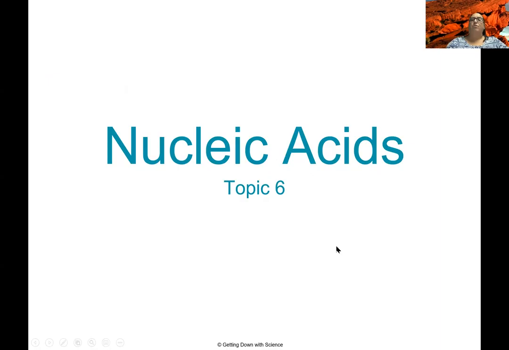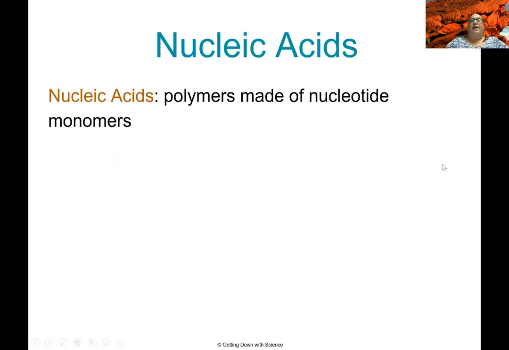Okay, so here we're talking about nucleic acids, which is out of our topic guide. This would be topic 6. Nucleic acids are polymers made of nucleotide monomers. So we're going to build out of a monomer called a nucleotide. Same concept, uses the same process, so we're still using the dehydration reaction to build them, hydrolysis to break them apart. It's just we've changed the monomer.